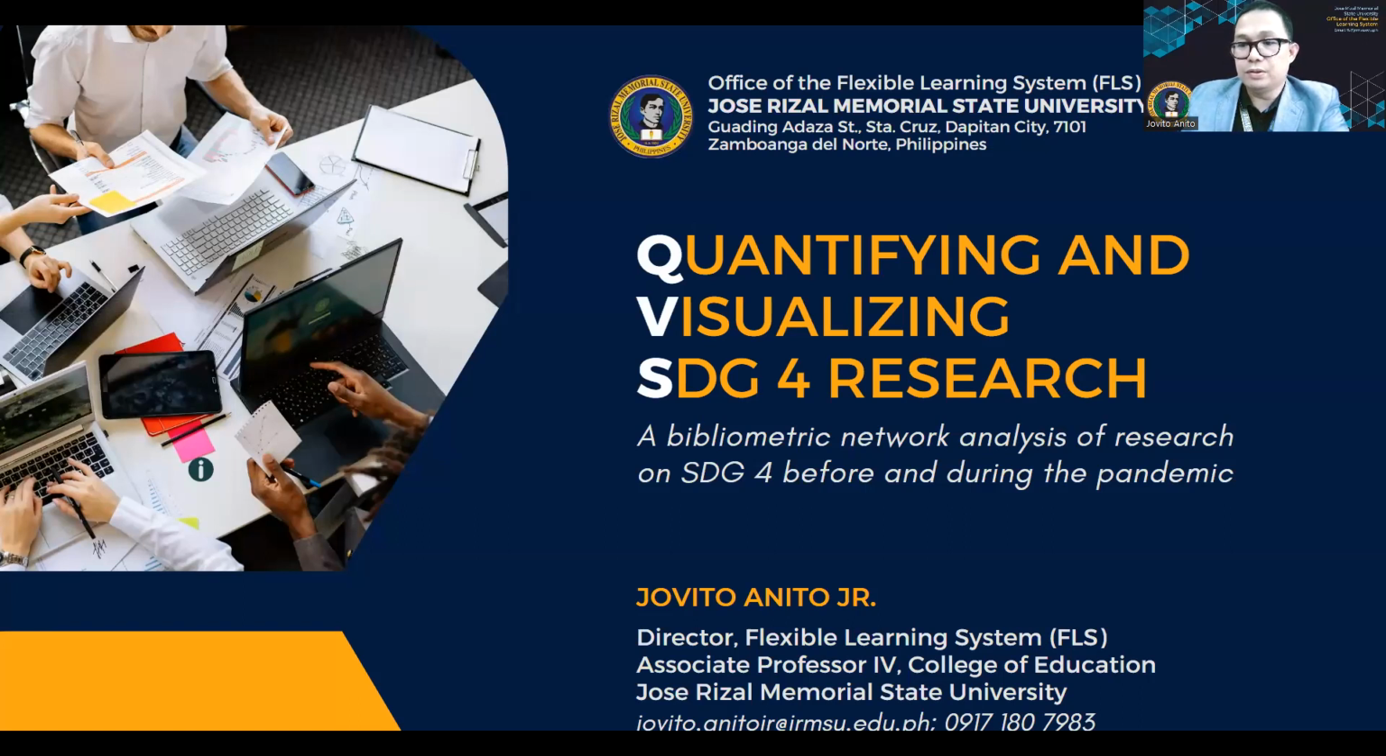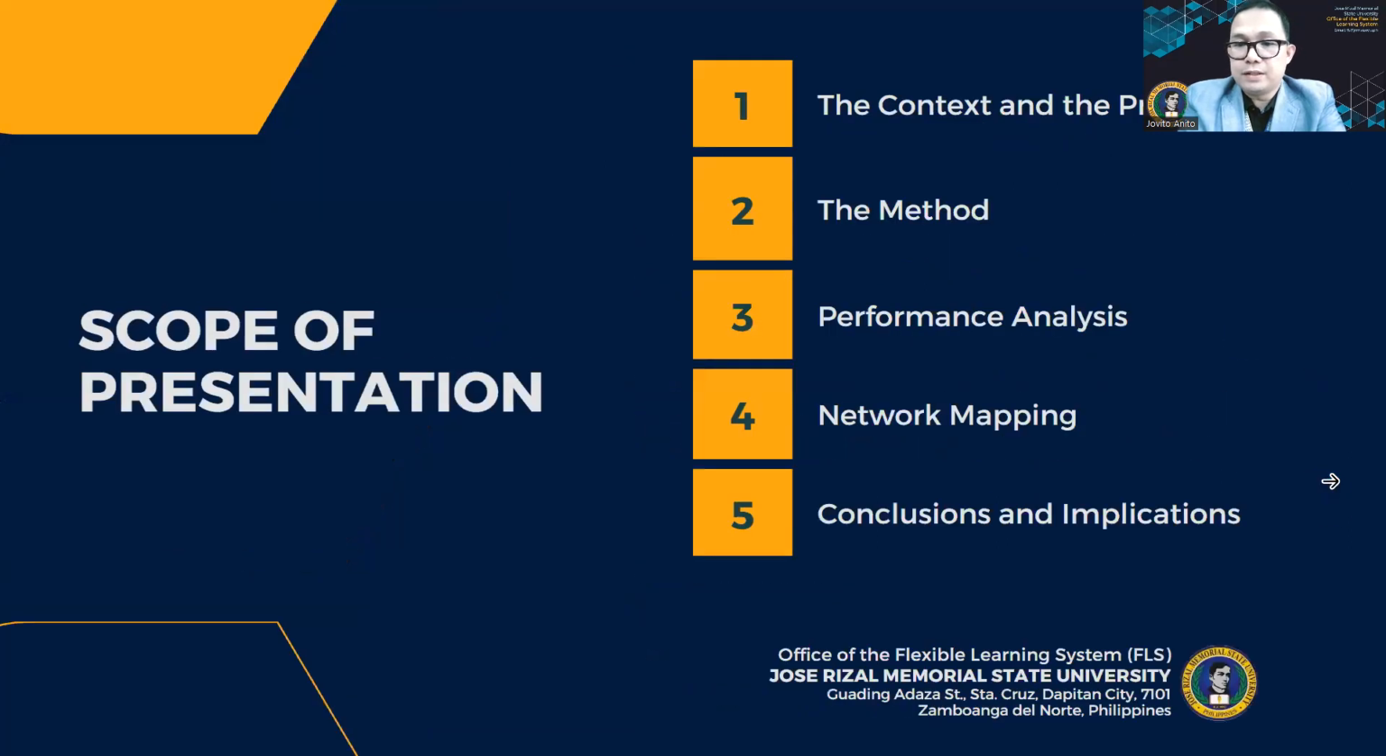The presentation covers 5 parts. I'll begin with the context and the problem, and then I'll talk about the method that I employed in going about this research, and I'll talk about the results, which consists of 2 parts: the performance analysis and the network mapping. And I'll end the presentation with some implications and concluding remarks.